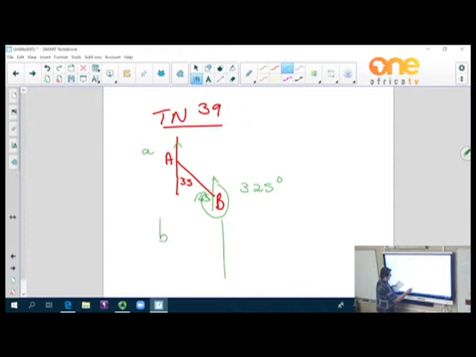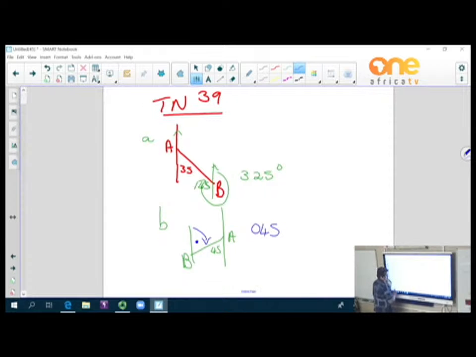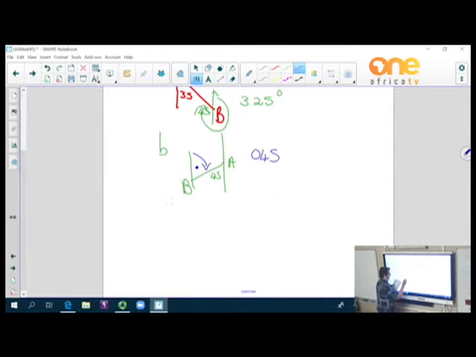Number B, there's the north line. This time B lies here. There is A. We know that this angle is 45 degrees. Remember, we want A from B. So what we actually want is this angle here, from B, north clockwise. Alternating angles because of the parallel lines, and it is then 045 degrees.